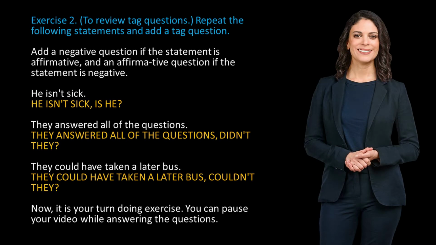Exercise 2. To review tag questions, repeat the following statements and add a tag question. Add a negative question if the statement is affirmative, and add an affirmative question if the statement is negative. Example 1. He isn't sick. He isn't sick, is he? Example 2. They answered all of the questions. They answered all of the questions, didn't they? Example 3. They could have taken a later bus. They could have taken a later bus, couldn't they?